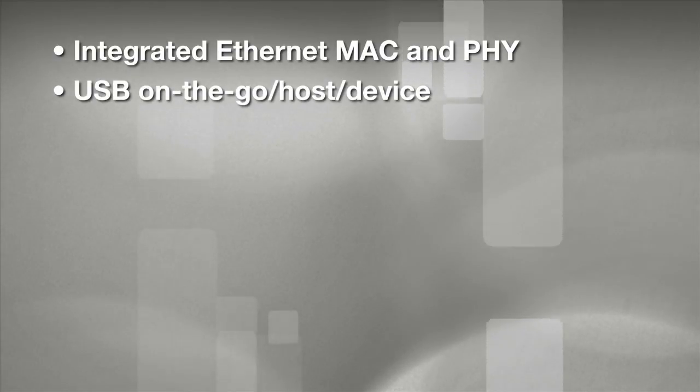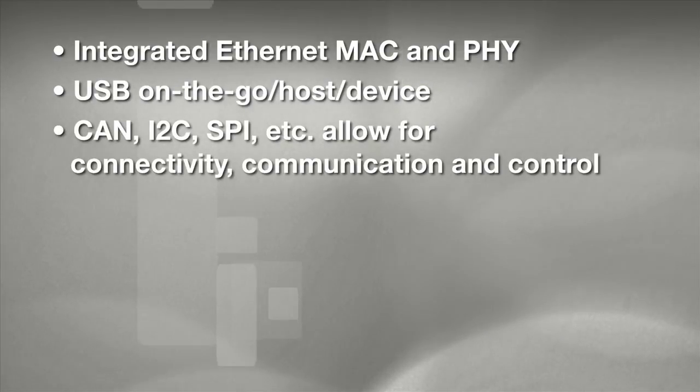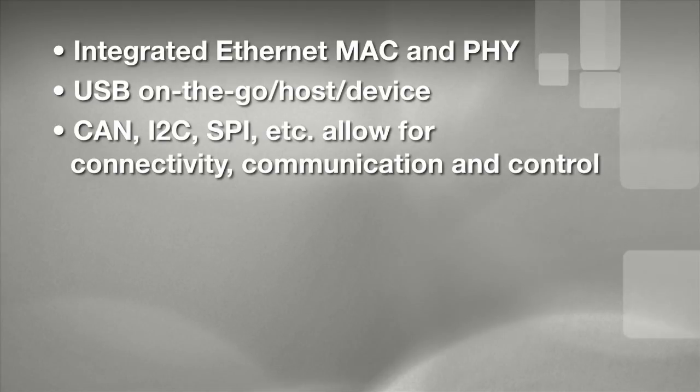Prolific connectivity options such as integrated Ethernet MAC and PHY, USB on-the-go host device, CAN, I2C, SPI, and so on allow for connectivity, communication, and control over a variety of interfaces. The seamless integration of these features along with sophisticated analog peripherals and a floating point core provides a scalable and cost-effective solution to a large number of home, industrial automation, and control applications.